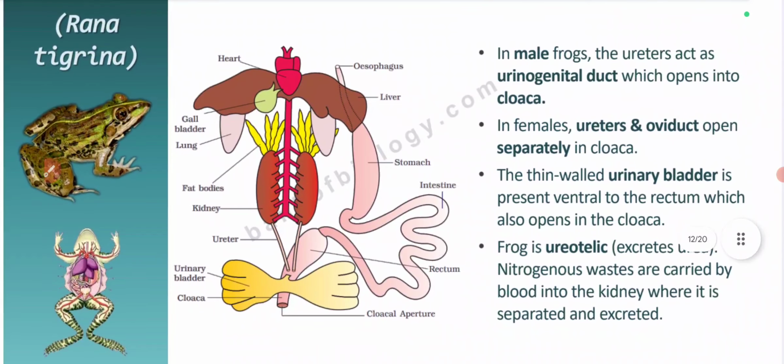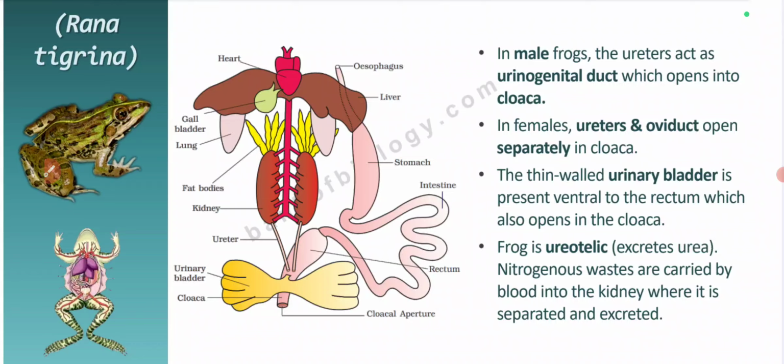In male frog, the ureter acts as urinogenital duct which opens into cloaca. Remember the point. In male frog, the ureters act as urinogenital duct, same like the male body of human beings. In females, ureter and oviduct open separately in cloaca. The thin-walled urinary bladder is present ventral to the rectum, which also opens in the cloaca.